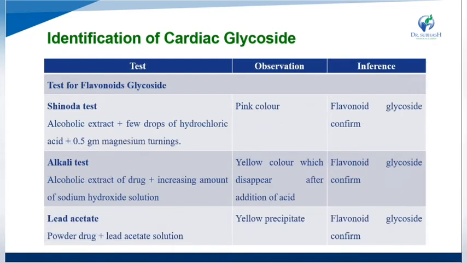Now we see the test for the flavonoids. In this test we see the Shinoda test, okay. First we take the alcoholic extract of the crude drug material. Addition of 5 drops of hydrochloric acid plus 0.5 gram of magnesium turning, okay. So they generate a pink color. So they indicate the flavonoid glycoside is present in the drug material, okay.